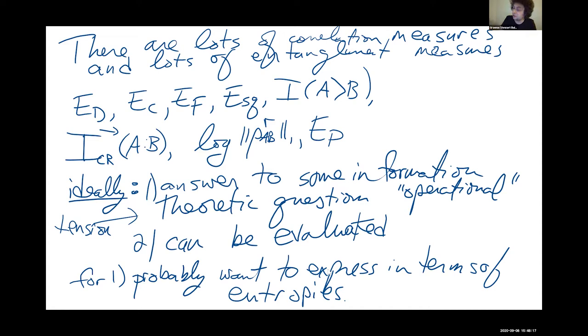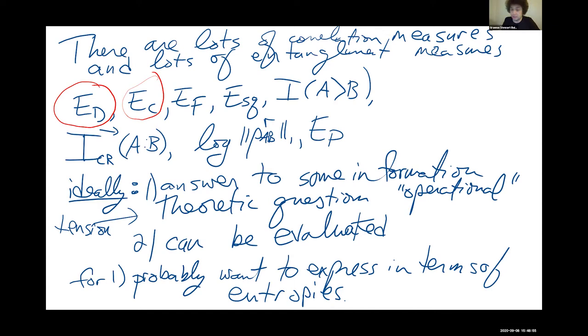So the distillable entanglement is defined in terms of what you can do with a quantum state. If you have some rho AB, the distillable entanglement is how much pure state entanglement Alice and Bob can extract from the state by doing just local operations and sending classical communication back and forth between them. The entanglement cost is really just how much pure state entanglement it takes to make a state rho AB.